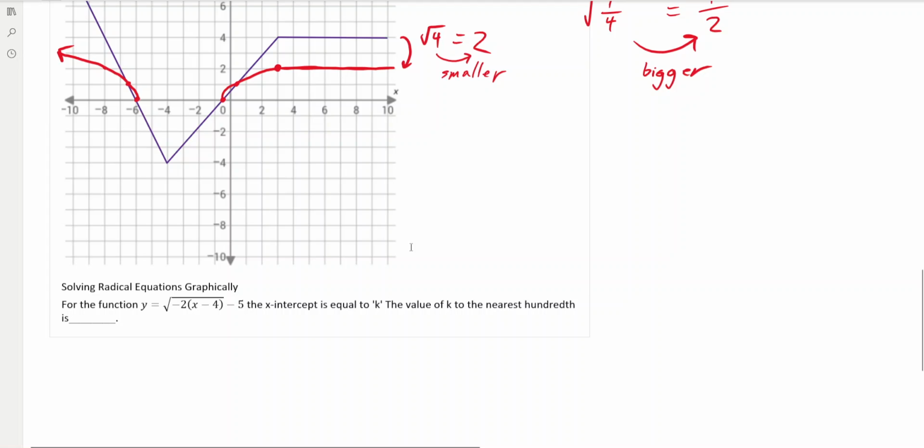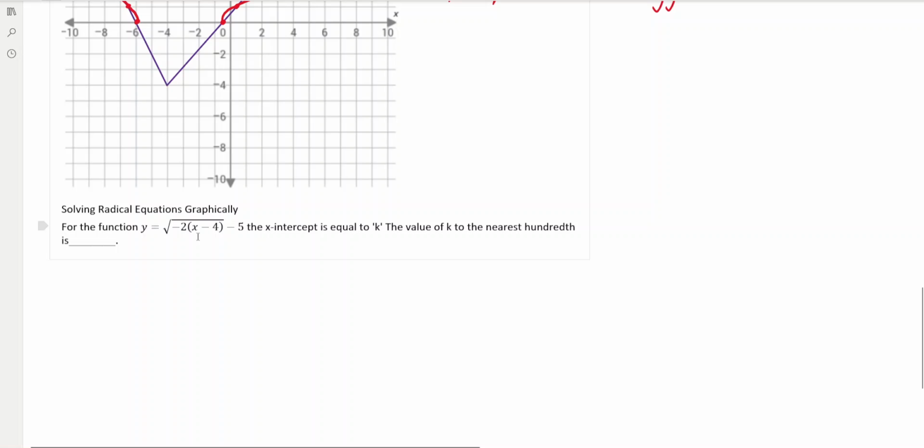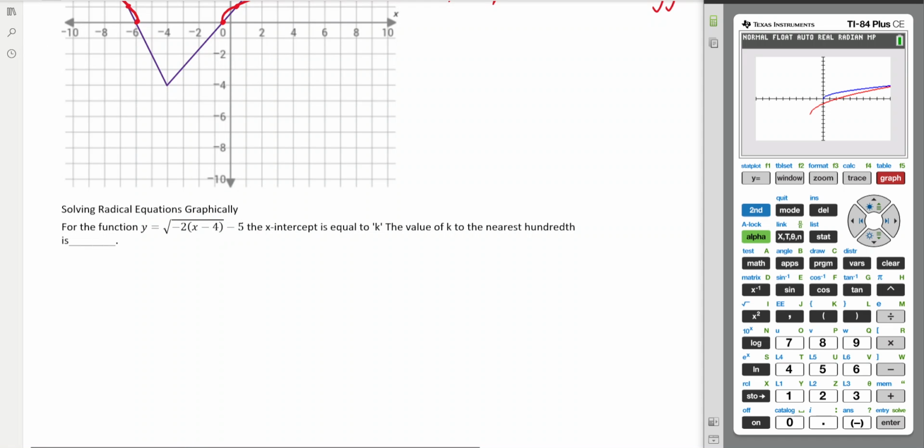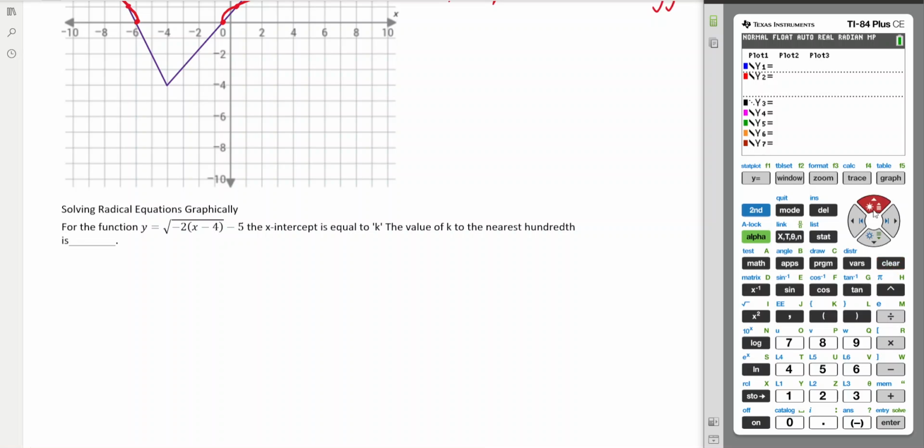Okay, solving radical equations graphically. So, we have this equation. The x-intercept is equal to k. The value of k to the nearest hundredth is... So we don't know the x-intercept. So what we're going to do is plug this into our calculator and see if we can figure it out.